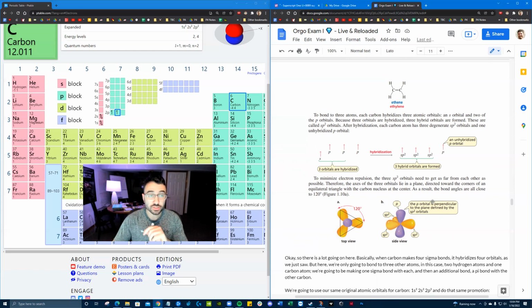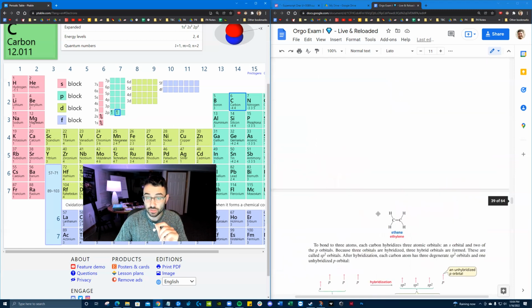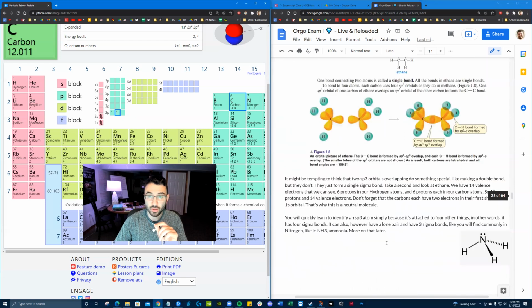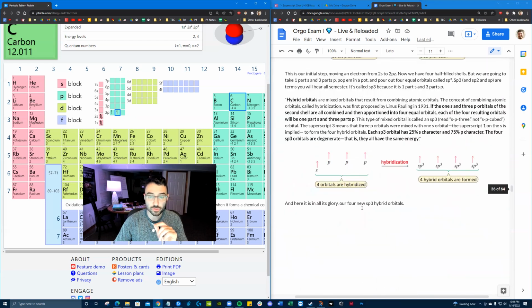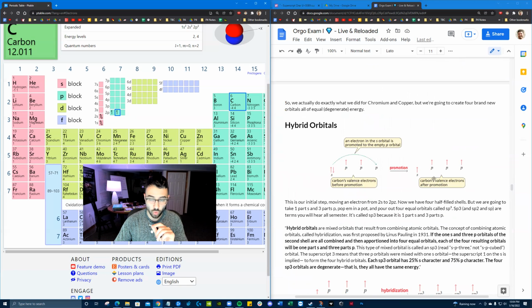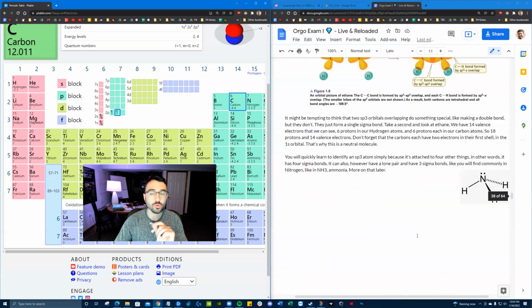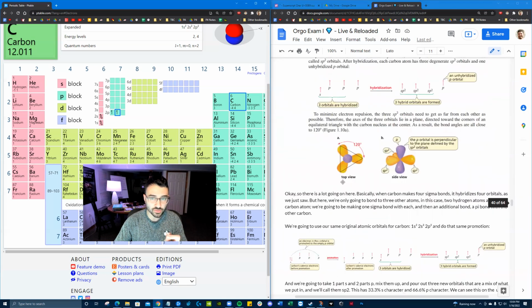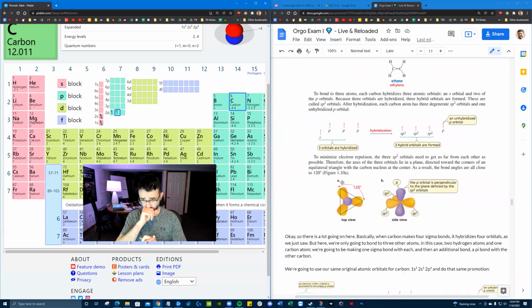So we're still going to start with our initial electron configuration of carbon that has been promoted. We're just not showing the promotion in this step, which is all the way back here. So 1 in the S, 1 in each of the 3 Ps, and we're only going to use 3 total. We're going to take 1 S and 2 Ps and blend them up: 1 part S, 2 parts P. So it's going to be called sp2.